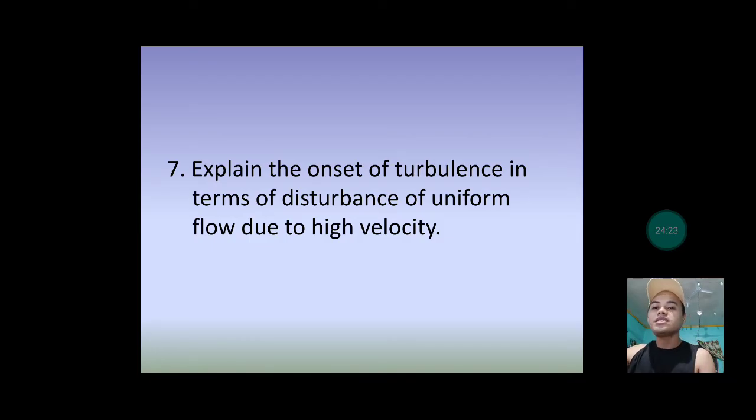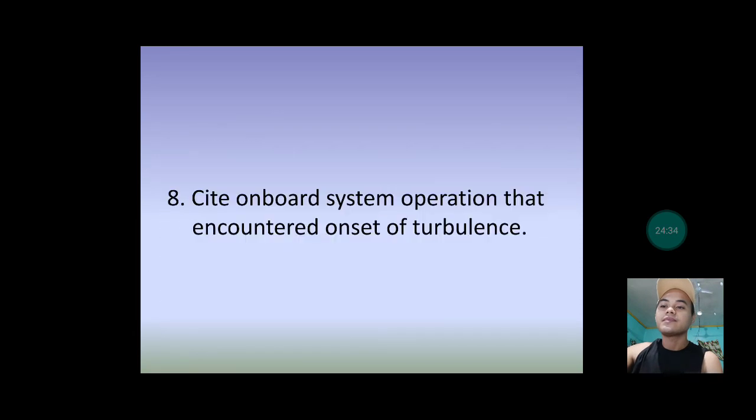Next, explain the onset of turbulence in terms of disturbance of uniform flow due to high velocity. This topic will be more on the Reynolds number, so this will be discussed on our next topic. Okay, next, cite onboard system operation that encountered onset of turbulence.